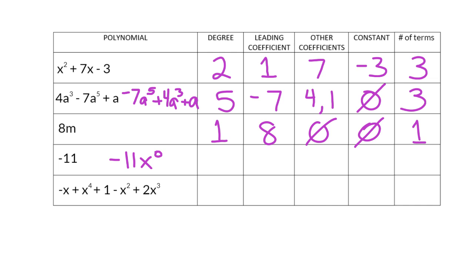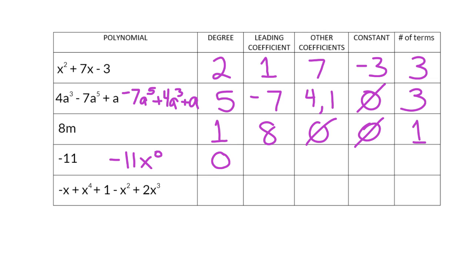Now, you might not have thought about that, but let's remember our power rules. X to the 0, anything raised to the 0 power is 1. So I can take this x to the 0 and turn it into a 1, and then it's negative 11 times 1, which is negative 11. And if a polynomial is just a number, the degree is always 0. Now I'm not going to put a slash through this because I'm not saying there's no degree. I'm saying the degree is 0.